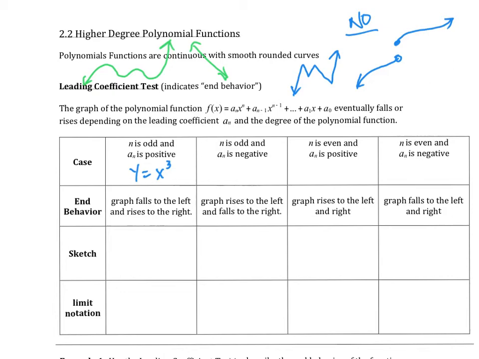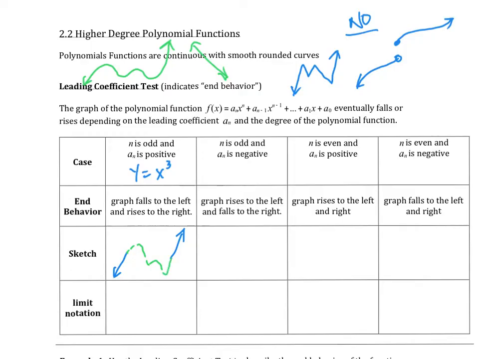If you think about y equals x to the third, the graph goes down on the left and it goes up on the right, which is what we think of as a cubic. If it's any function with an odd degree and a positive coefficient, it will go down on the left and up on the right, just like y equals x to the third. What it does in the middle depends on the graph and the degree of the graph.